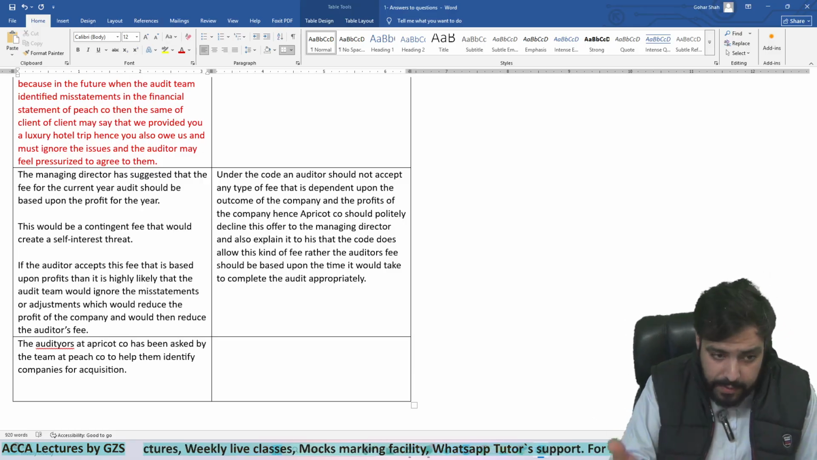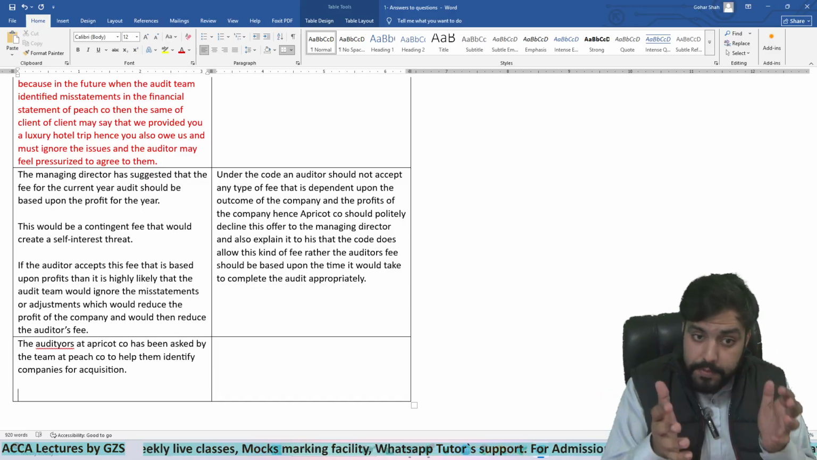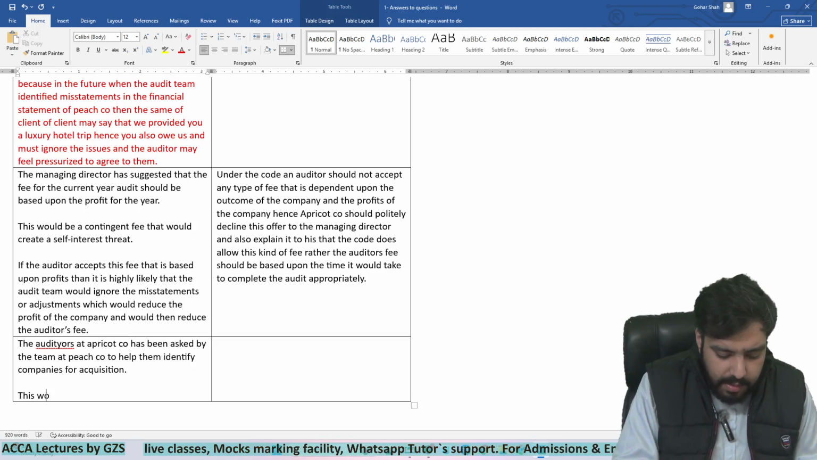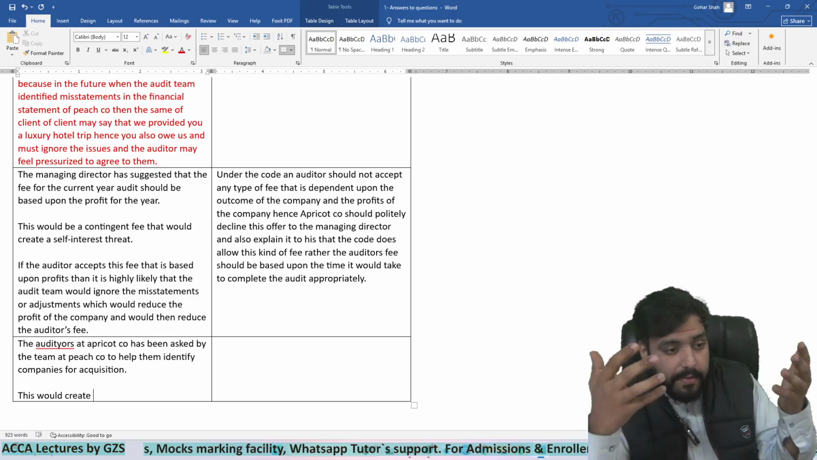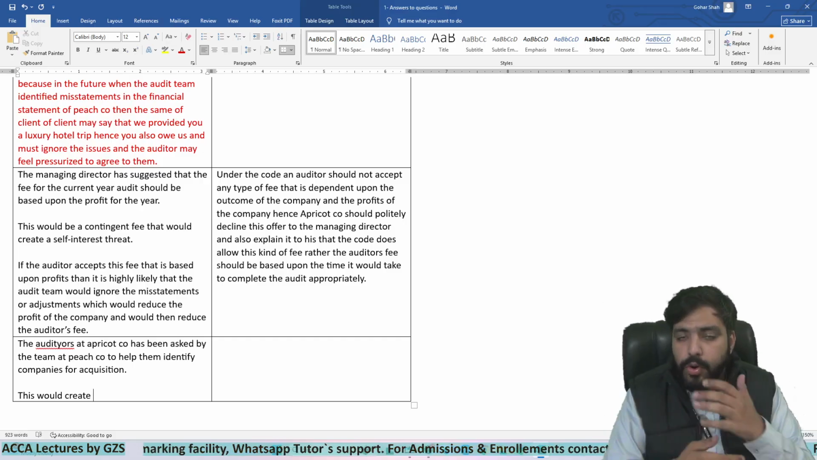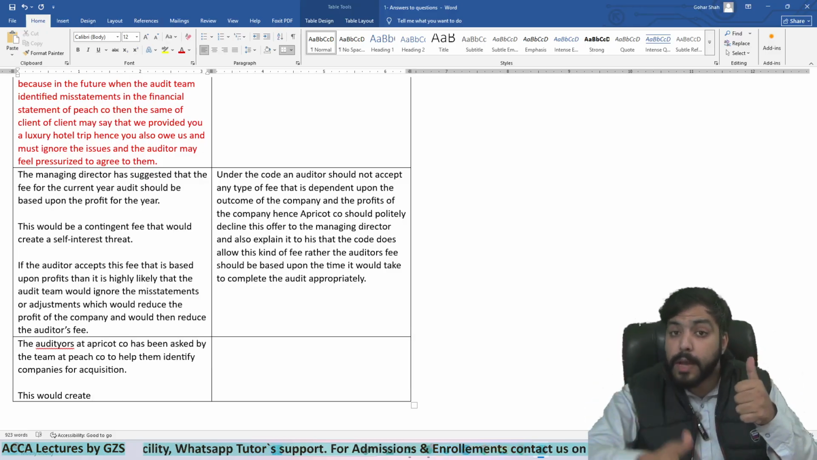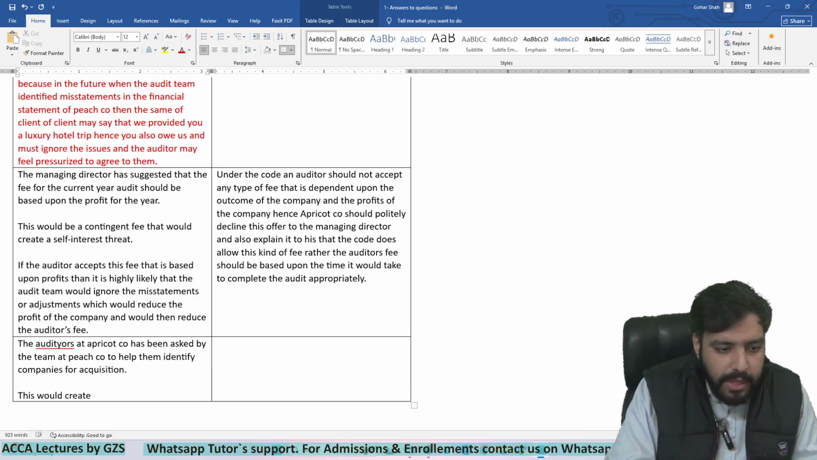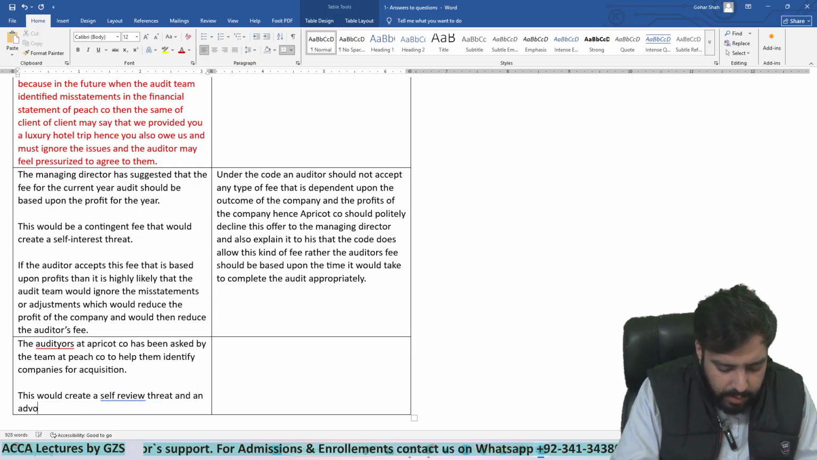This is the identification. Now I have to link it with the appropriate type of threat: self-review threat and advocacy threat. This would create, now I don't remember the example myself. As I said when I was explaining the way that you write down your answers, the second point, if you don't remember the type of example, it's completely fine. That is not a big issue. But you have to remember what type of threat it would create. So the threat that would be created, this would create a self-review threat and an advocacy threat as well.